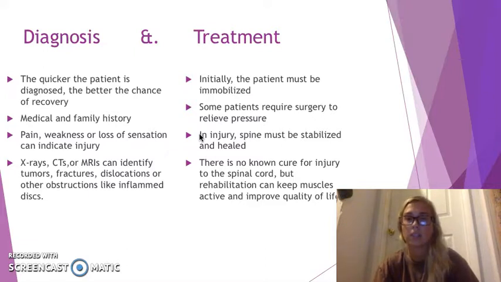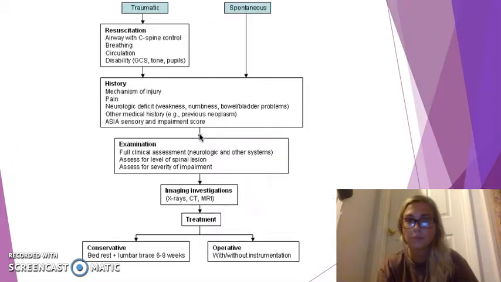Treatment, initially: the patient must be immobilized and all injury kind of fixed. Some patients require surgery to relieve the pressure or to reconstruct the spine in bad cases. There's no known cure for an injury to the spinal cord, but rehabilitation can keep the muscles active and improve the patient's quality of life.